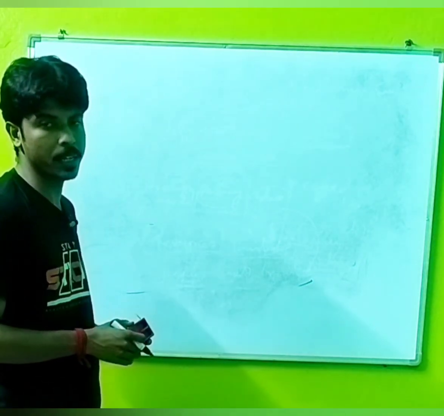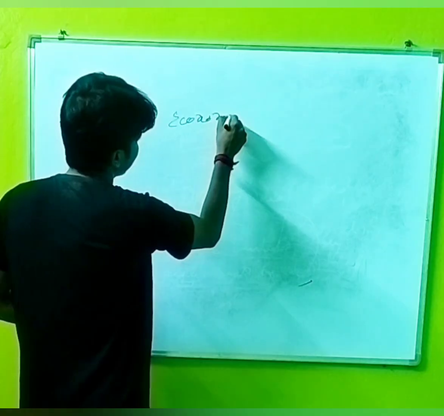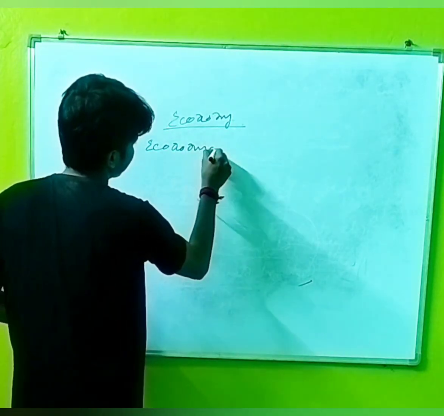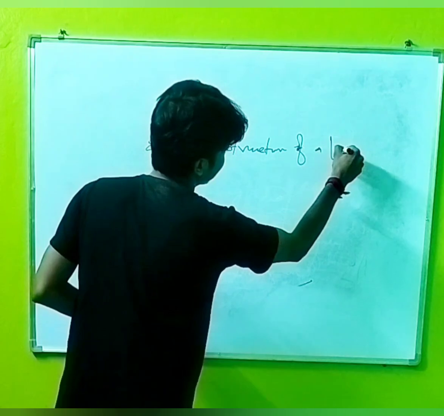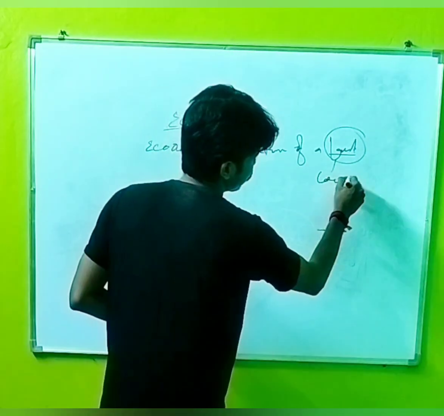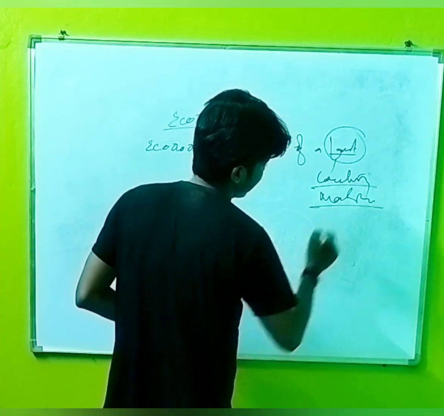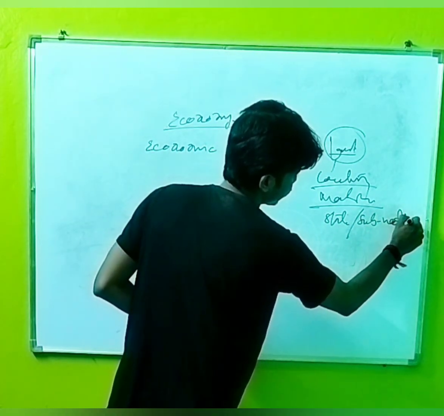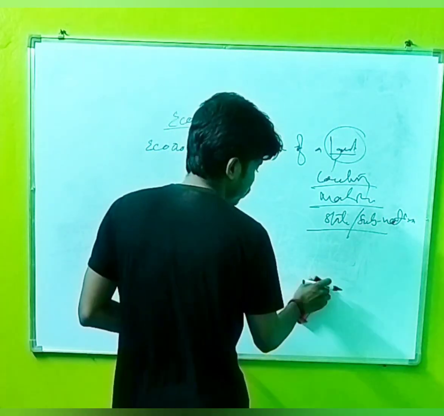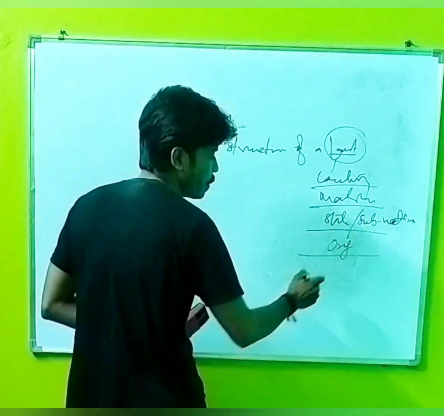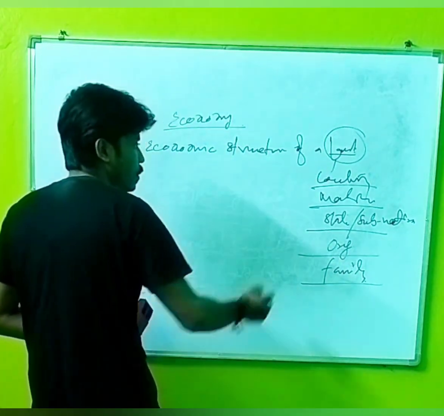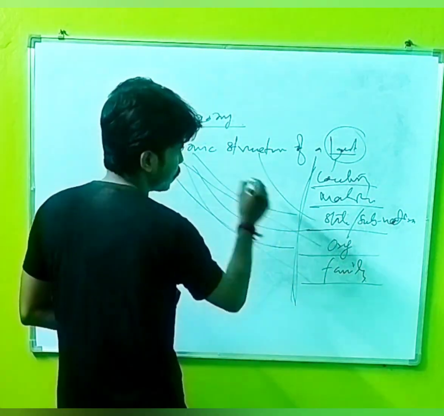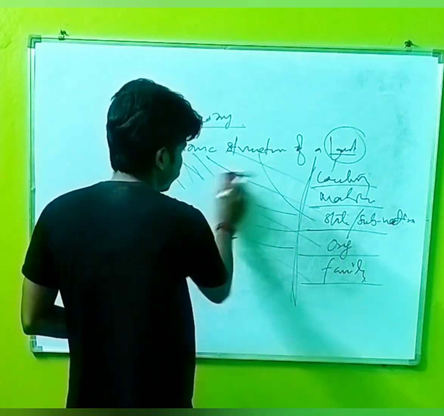Now come to the definition of economy. As I said, economy is nothing but the economic structure of a land. That land may be a country, a nation, a certain state or subnation. That land may be an organization. That land may be a family. So in these organizations, families, etc., we have a certain economic structure. That's the economy: the economy of the family, the economy of the organization, the economy of the state, of the nation, country, etc.